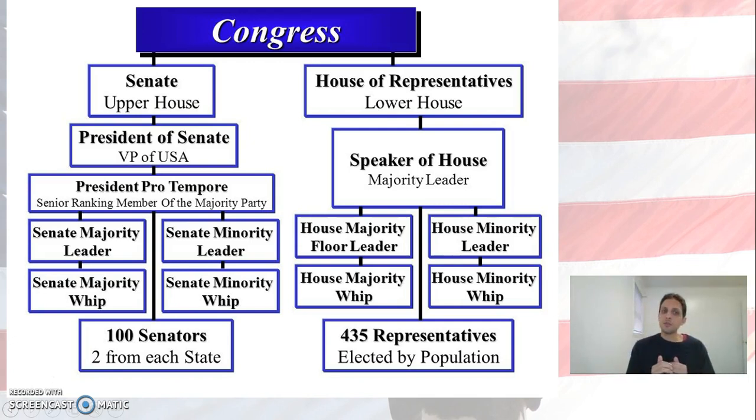One of the things you also want to note down about this leadership structure that they've created in Congress is that most of it is not in the original Constitution, a small amount of it is, because a lot of these positions are based off of political party.